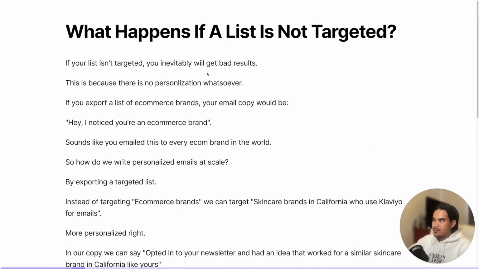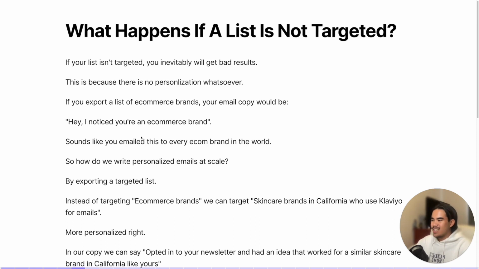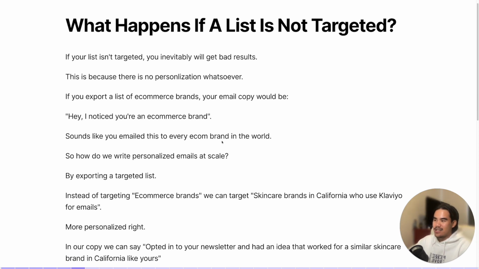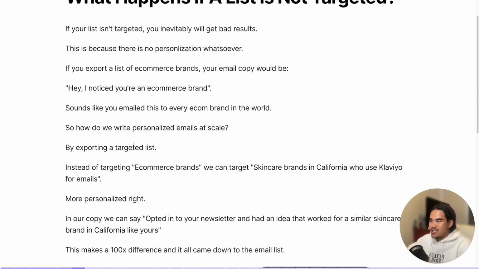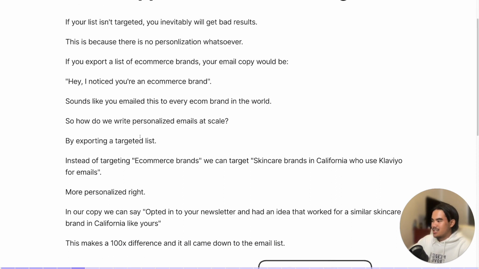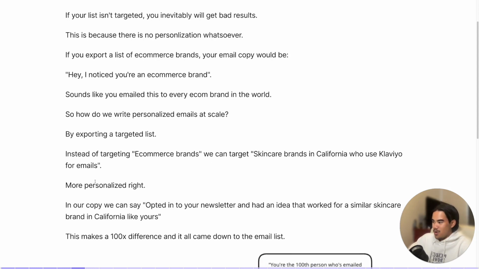So what happens if your list is not targeted? You'll inevitably get bad results because there is no personalization whatsoever. Let's say you export a list of e-commerce brands and your email copy would be, hey, I noticed you're an e-commerce brand. Sounds like you've emailed this to every e-com brand in the world, right? So how do we personalize this at scale? Literally by having a targeted list. Instead of targeting e-com brands, we can target skincare brands in California who use Klaviyo for emails. So it's more personalized, right?